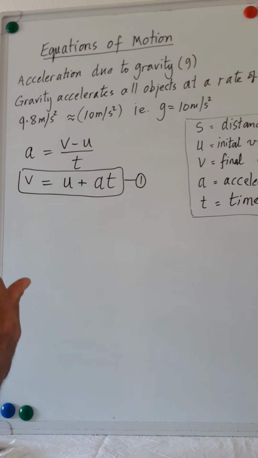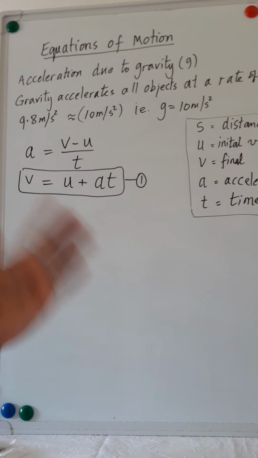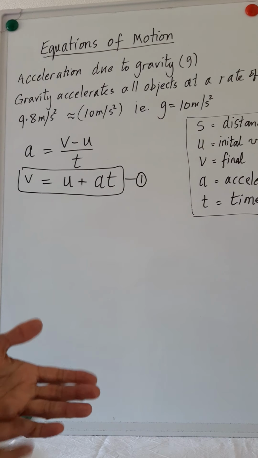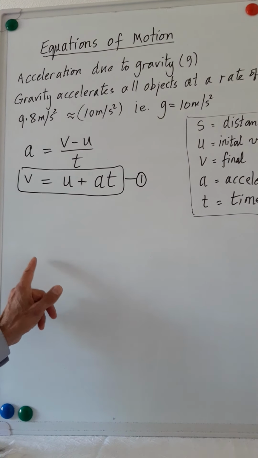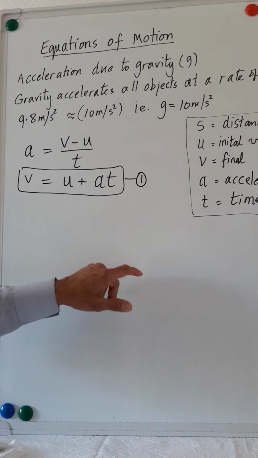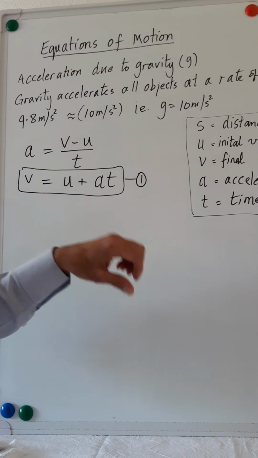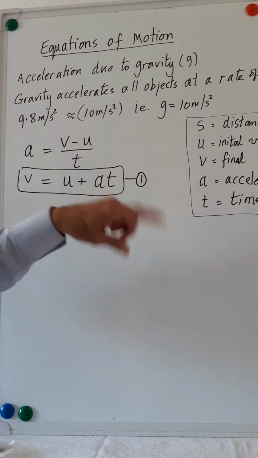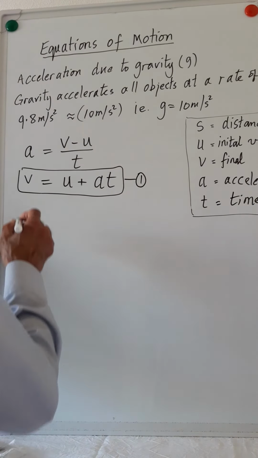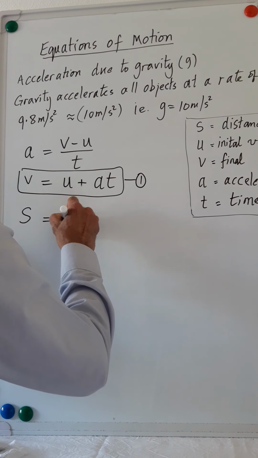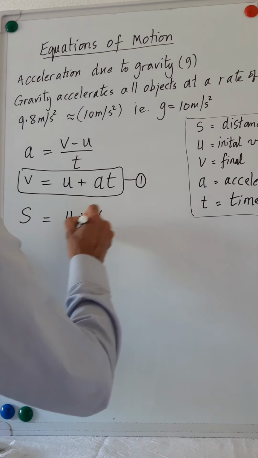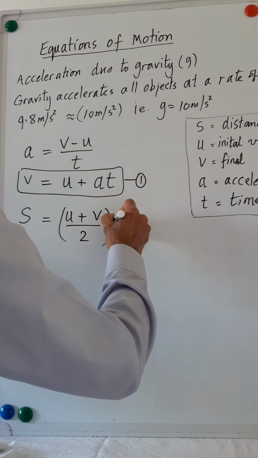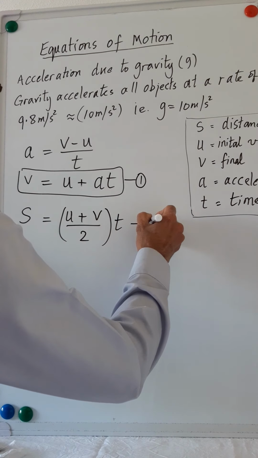Now, the second equation involves the distance. The distance traveled is velocity times time. But if the object is accelerating, its velocity is changing from u to v, so we take the average velocity, which is u plus v, divided by 2. That gives you the average, times t. So the second equation is s equals u plus v divided by 2, times t. This is the average velocity multiplied by the time. This gives us the second equation.